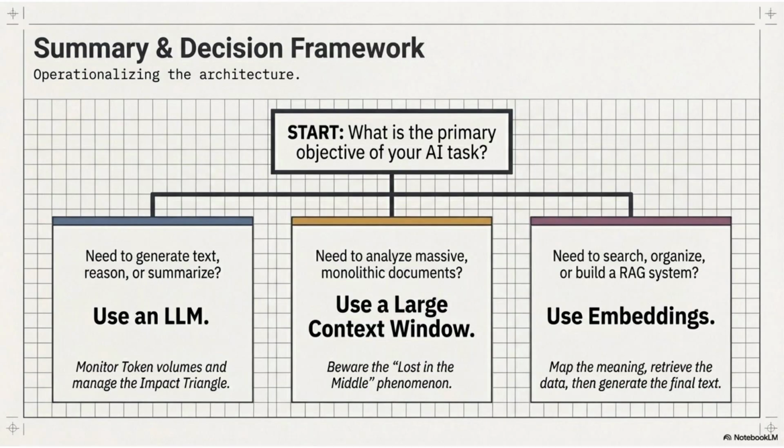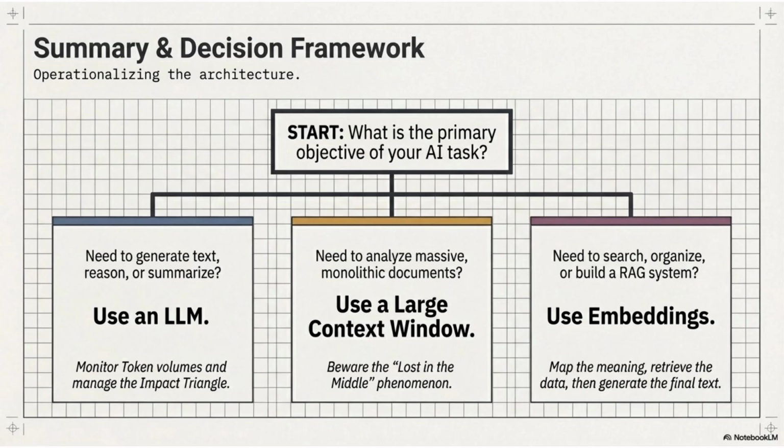To wrap it all up, here's your decision framework for putting these concepts into action. Start by asking, what is the primary objective of your AI task? If you need to generate text, reason, or summarize, use an LLM. Monitor your token volumes and manage the impact triangle we discussed. If you need to analyze massive monolithic documents, use a large context window. But beware the lost-in-the-middle phenomenon and structure your prompts accordingly.